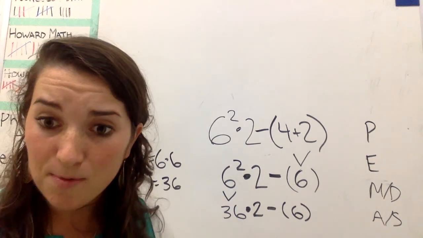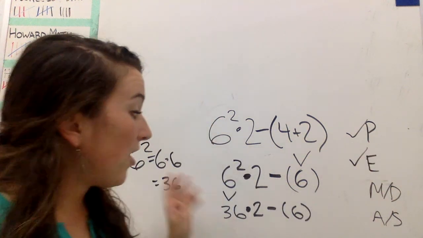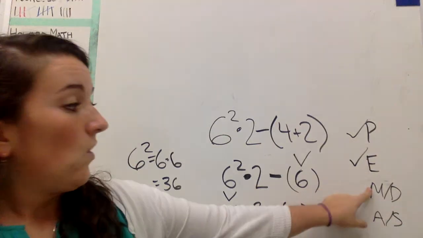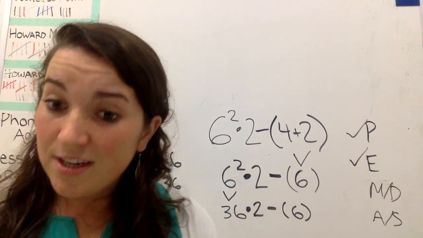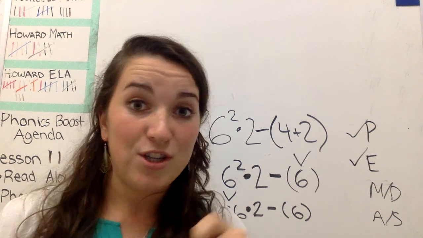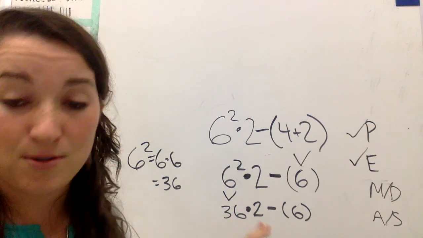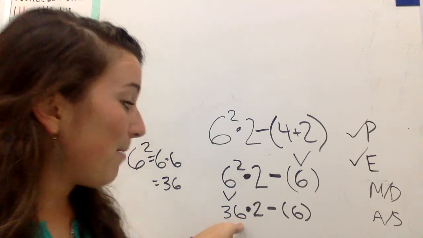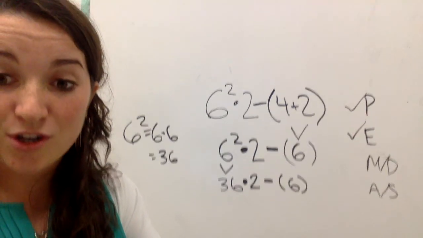Okay, now I'm done with parentheses, I'm done with exponents. So I'll check them both off. I don't have any more parentheses or any more exponents that I have to deal with. So next I have to do multiplication and division. Remember, when we do multiplication and division, that doesn't mean we do multiplication first and then division. We just do whichever one comes first from left to right. Thankfully in this problem, I just have one example. So I'm going to do 36 times 2 because that's the only multiplication or division that I have.